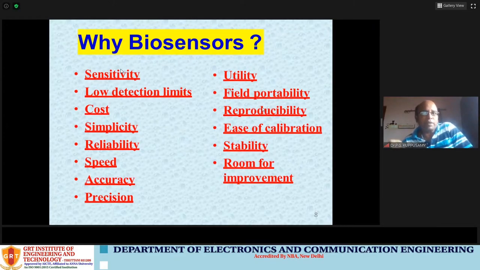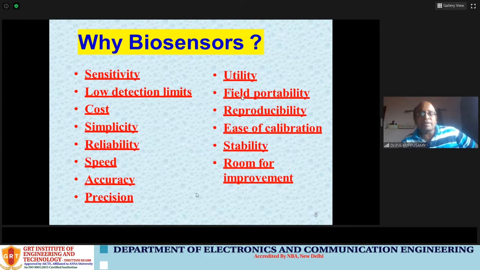See, when you are designing your biosensor, the cost is important. And the operation of the biosensor, how to operate the biosensors. Reliability is very important. Speed is very important. Speed is nothing but how many seconds it takes to get the response. That's very important, so the time is very important. Accuracy is very important. Precision is important.